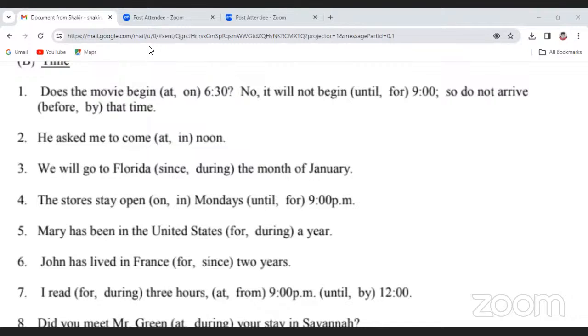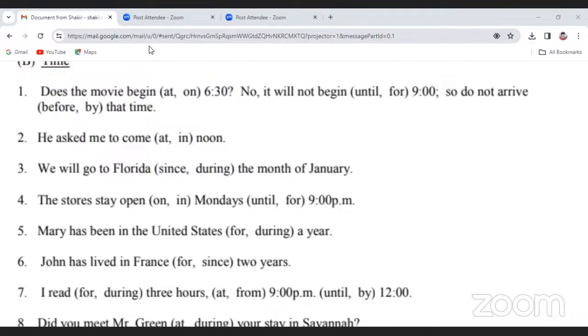John has lived in France dash 2 years. Since 2 years? No, since is not the correct answer. John has lived in France for 2 years. When the time period is long, then since is used, but when the time period is specified, 2 years, 5 years, then we use for.